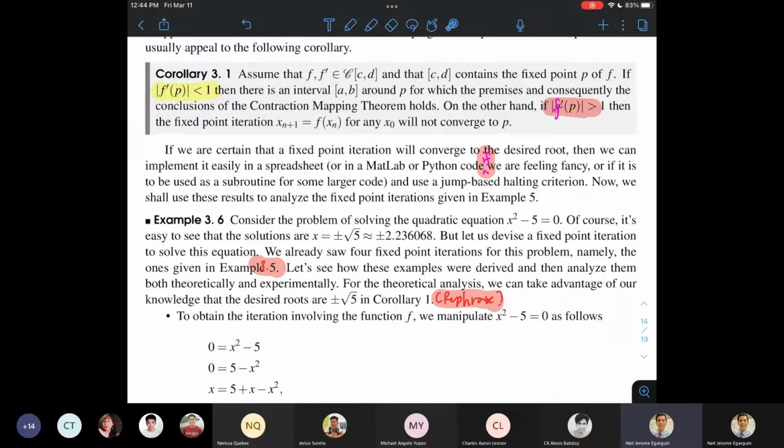Now, ito yung mga concepts na kailangan nyo. And as I have mentioned, pwede nyo siyang gawin sa spreadsheet or madali lang din naman siyang i-code kay MATLAB or Python. Just use a jump-based halting criterion, which is what I suggested. So, kunin yung relative error or the relative jump between two approximates.